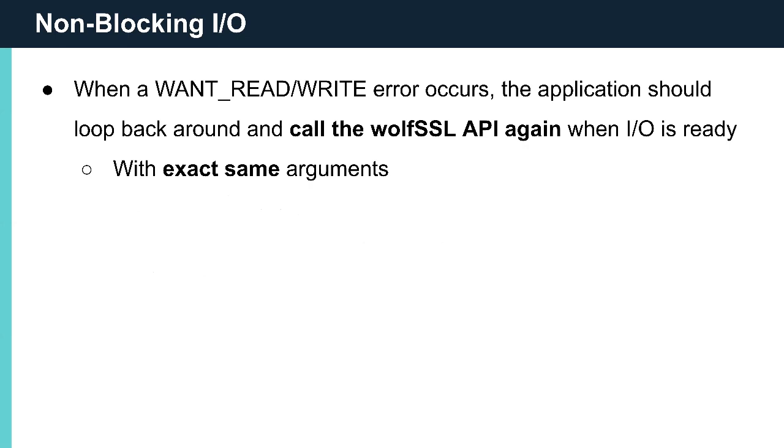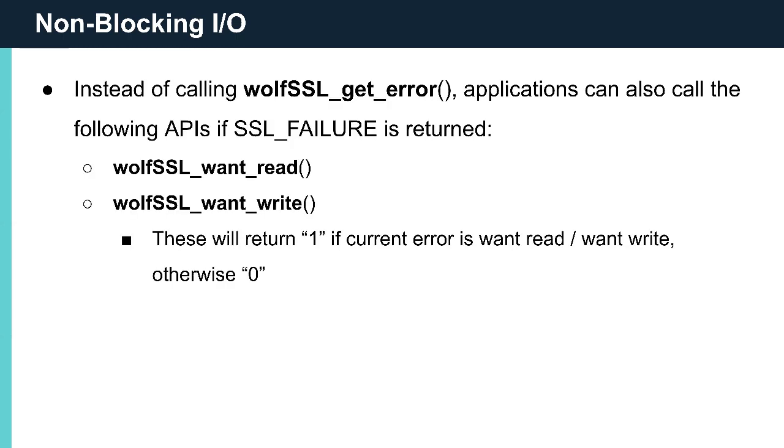This is just saying that same thing. When you receive a want read or want write, the application should loop back around and call the same API again when the IO is ready. If you don't want to call wolfSSL get error, we do have a couple explicit APIs. You can call wolfSSL want read or wolfSSL want write, and those will return 1 if the current error is wolfSSL error want read or wolfSSL error want write. If it's not blocking and that error code is not internal to wolfSSL, those will just return 0.